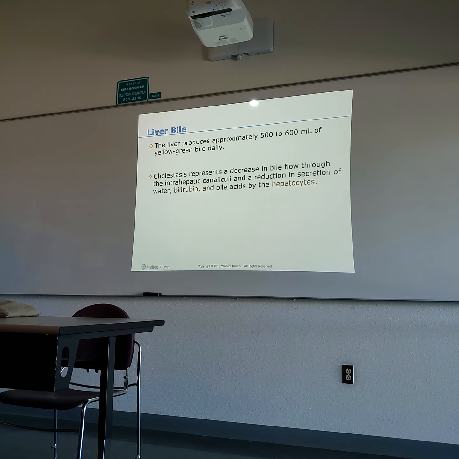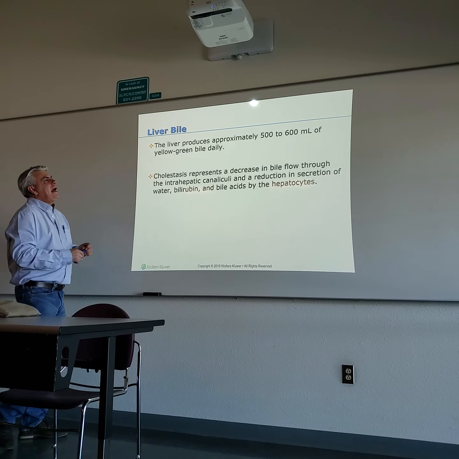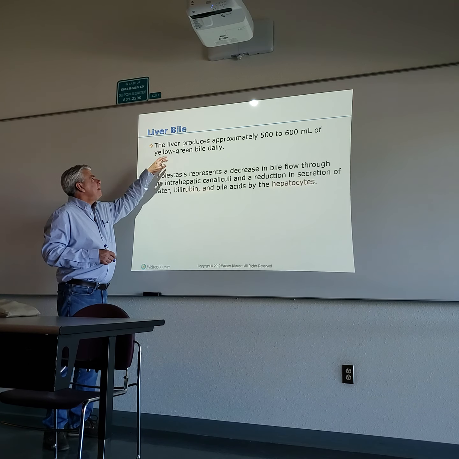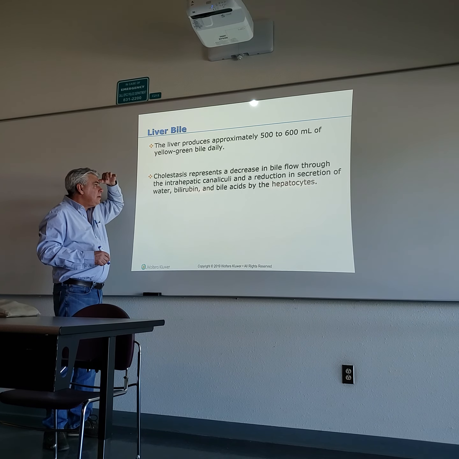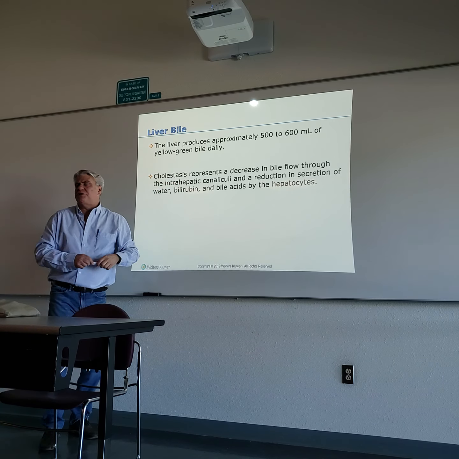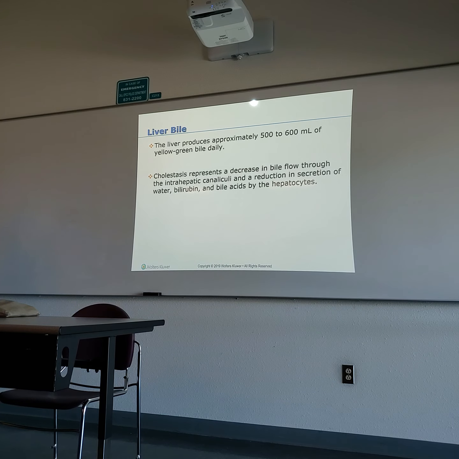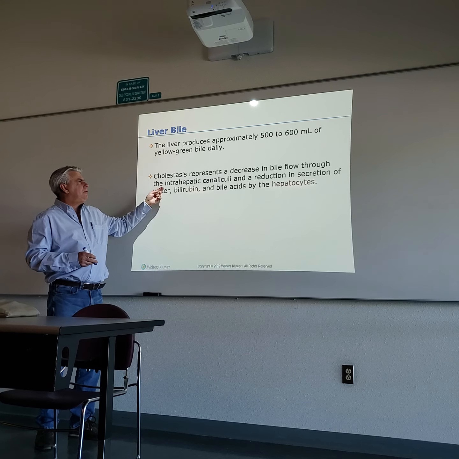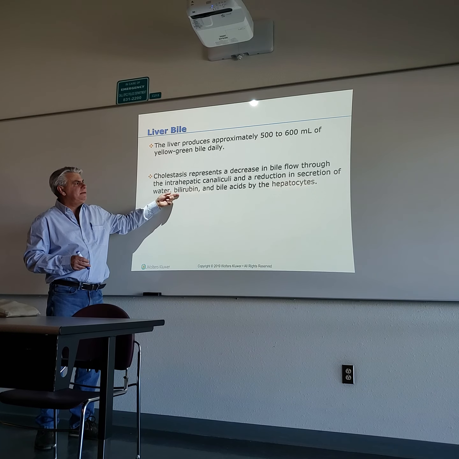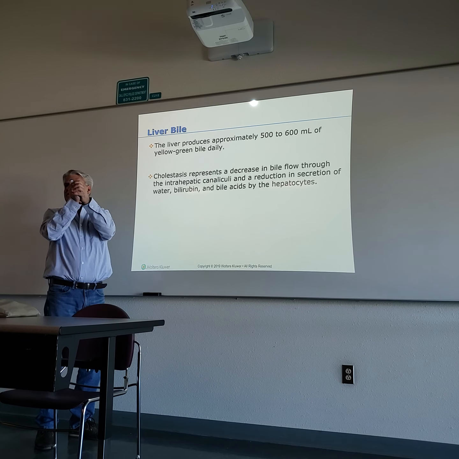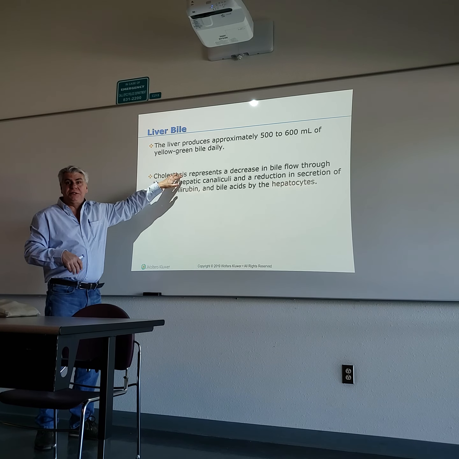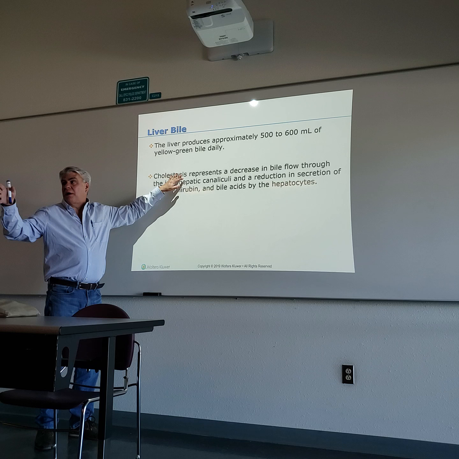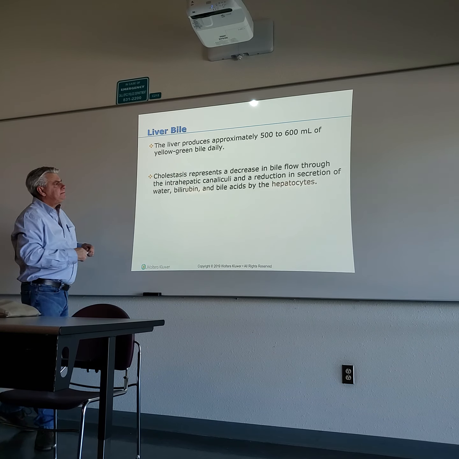All right, bile. The liver produces approximately half a liter of yellow greenish bile daily. Cholestasis represents a decrease in bile flow in the intrahepatic canaliculi and a reduction of what? Secretion of water, bilirubin, and bile acids by the hepatocytes. It's getting blocked somewhere. That's cholestasis. Stasis means what? Stopping it, right? Stopping it.